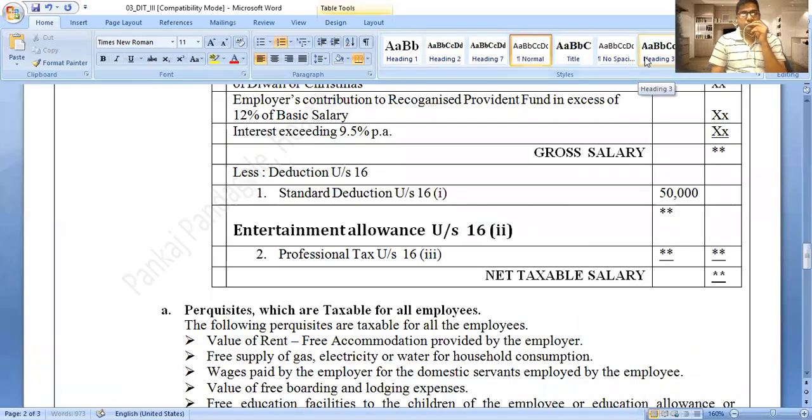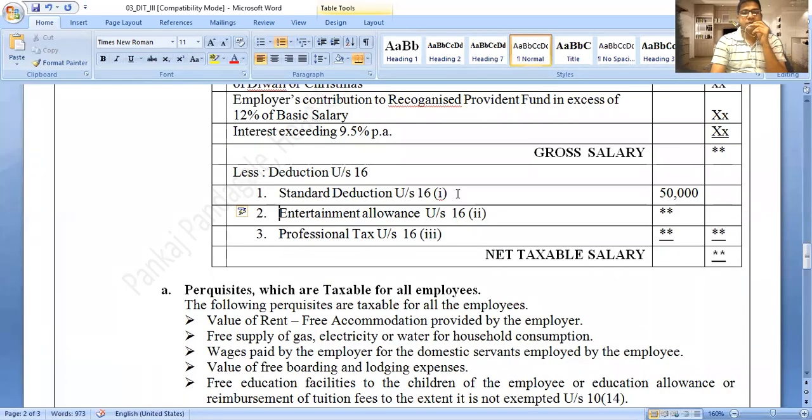Standard deduction. Standard deduction under section 16 subsection 1, it is up to rupees 50,000 we have to do.